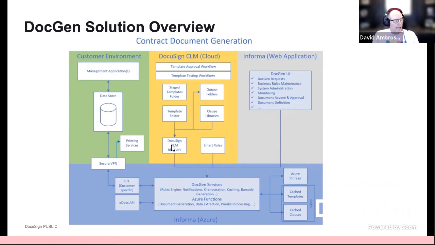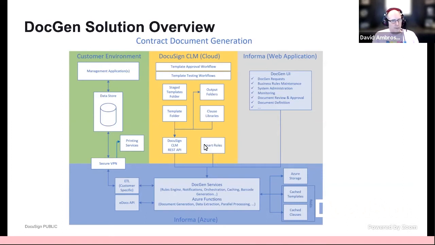Through the CLM API is how we manage retrieving data from the templates. We cache a lot of this information, again, for performance reasons. So templates are read from the template folder. The clause libraries are also read and cached in Redis cache inside of Azure for performance reasons. Output folders obviously have to remain inside of CLM, but we also have some temporary Azure storage for some of the functionality that we have to implement outside of the API, outside of the CLM environment. And we leverage the smart rules functionalities particularly for changes to templates and changes to clauses.